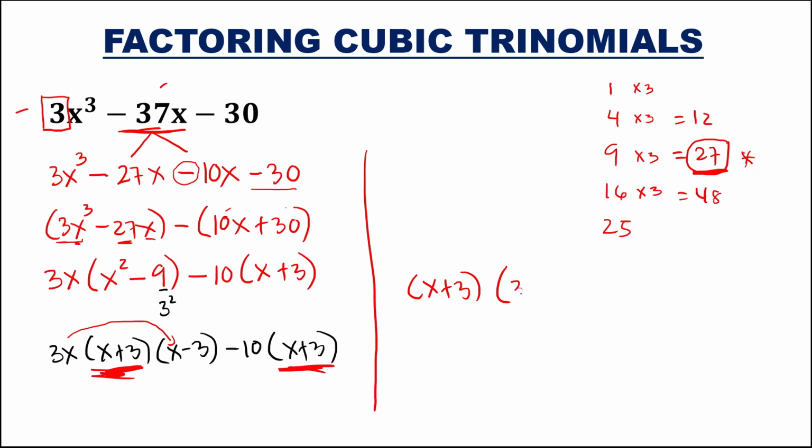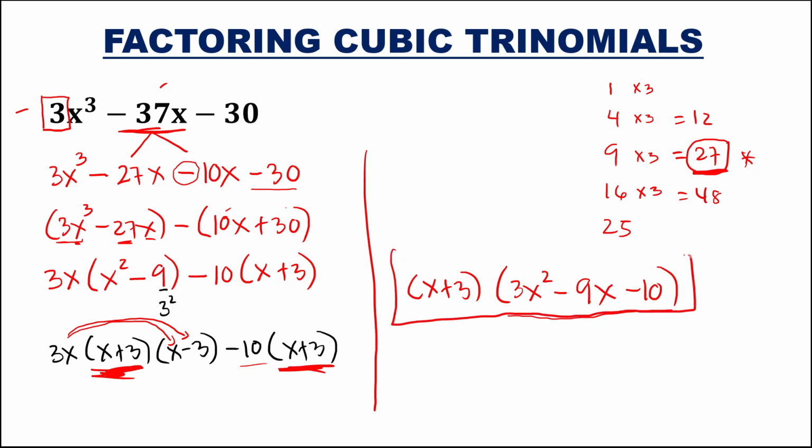Then for the second group, multiply this 3x and x. So this becomes 3x squared. And 3x times negative 3 is negative 9x. Then bring down this negative 10. So since this trinomial is not factorable, therefore, these are now the factors for this cubic trinomial.